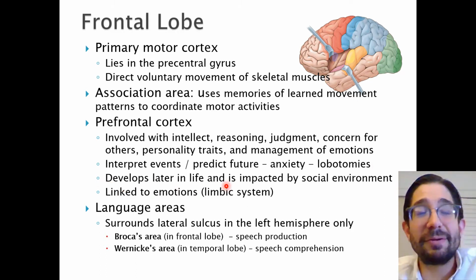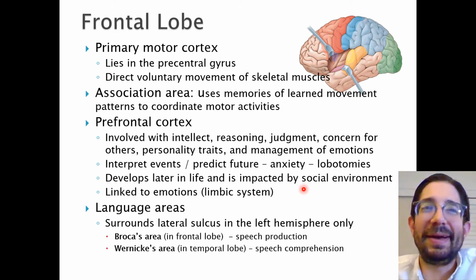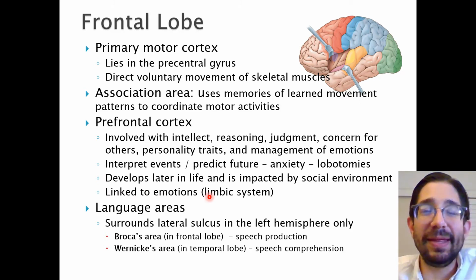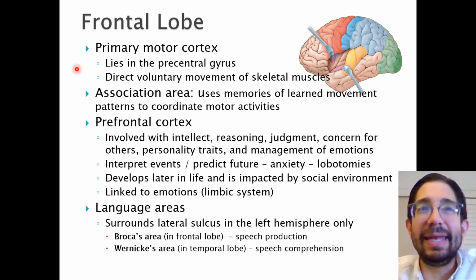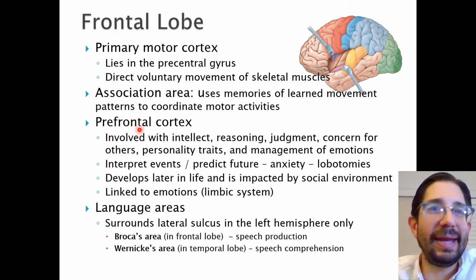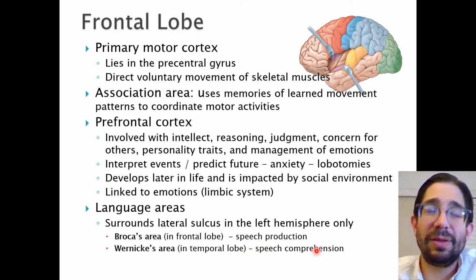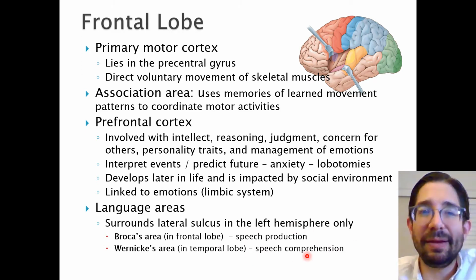The prefrontal cortex develops later in life and is impacted by your social environment. So, when you tell teenagers to make good choices, they may not be able to. They haven't fully developed their prefrontal cortex. And finally, this area is linked to the emotions, which we'll mention later is called the limbic system. The last thing the frontal lobe is good for, besides initiating these voluntary skeletal muscle controls and handling all of this fancy stuff, is that there is a language area called Broca's area where you produce speech. Another area you will hear about or encounter at some point is Wernicke's area in the temporal lobe where you comprehend speech. So you really need both of these intact to have meaningful communication through verbal communication.